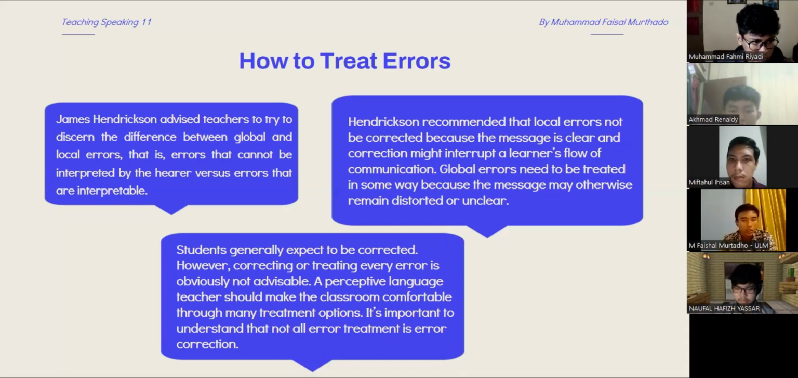Students generally expect to be corrected. However, correcting or treating every error is obviously not advisable. A perceptive language teacher should make the classroom comfortable through many treatment options. It's important to understand that not all error treatment is error correction. Next slide.